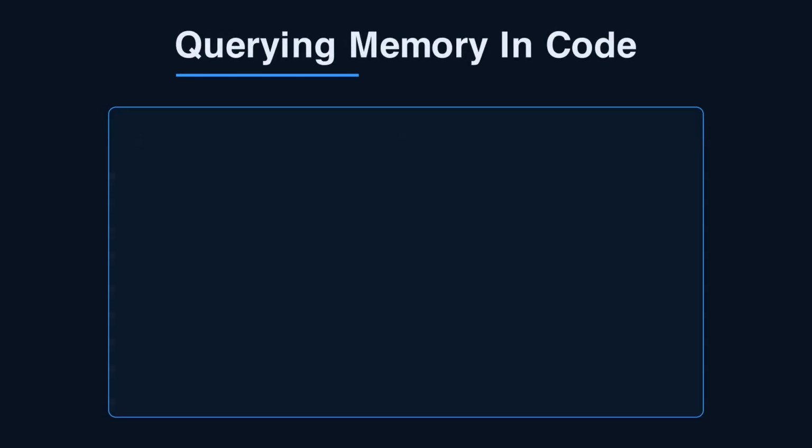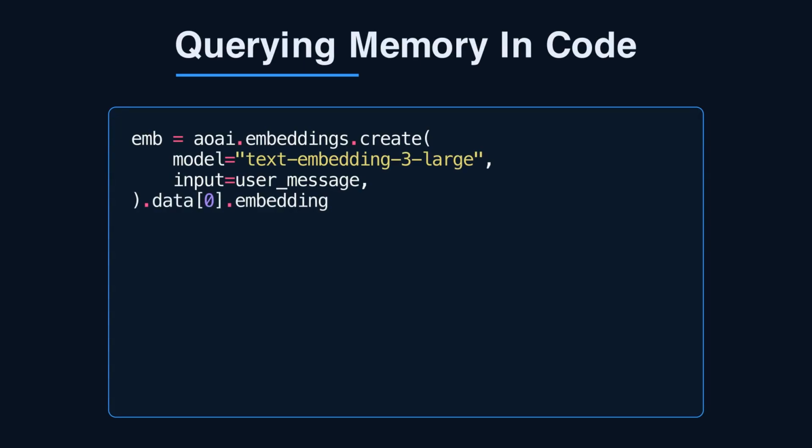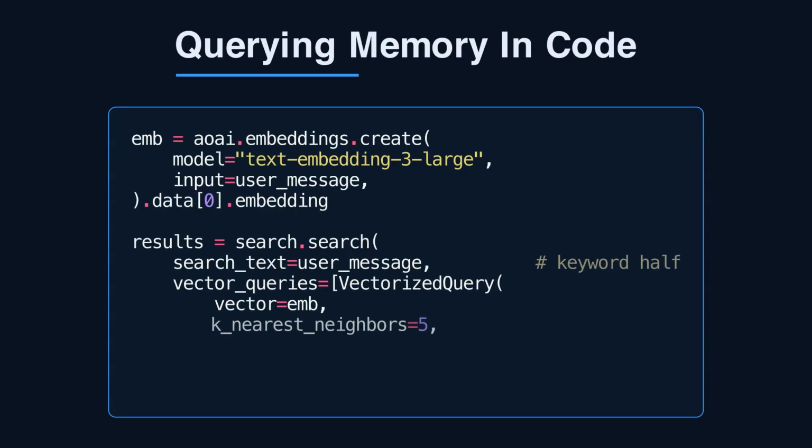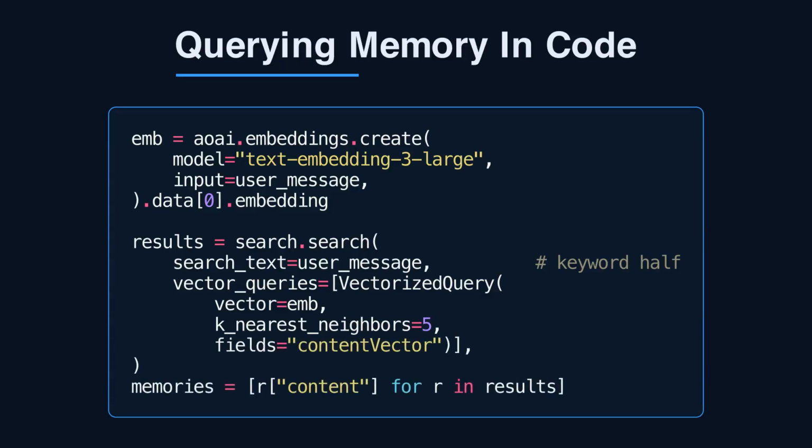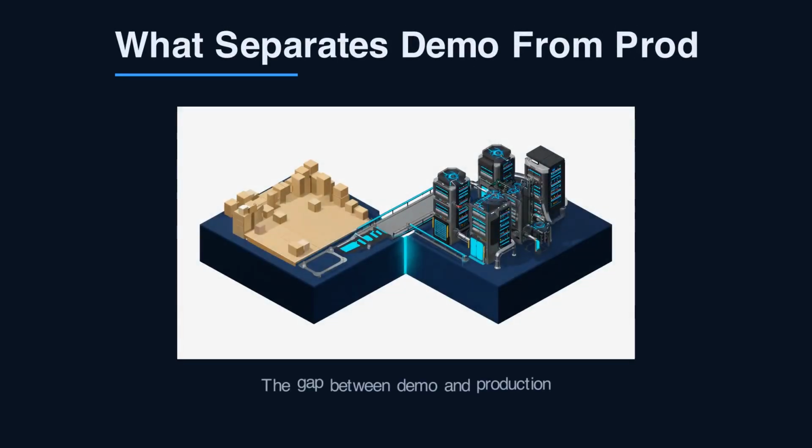Here's the AI Search version in Python. You embed the user message with text-embedding-3-large, then issue a hybrid query. Search text drives keyword matching while the vectorized query drives semantic similarity, asking for the 5 nearest neighbors over your content vector field. You pull the text back out and hand it to the chat model as context. The Cosmos DB version is similar in shape, just a vector distance function inside a SQL query instead of a dedicated search client.